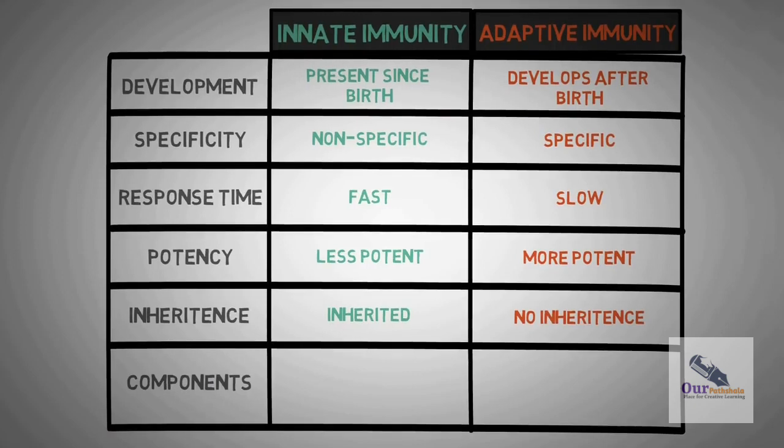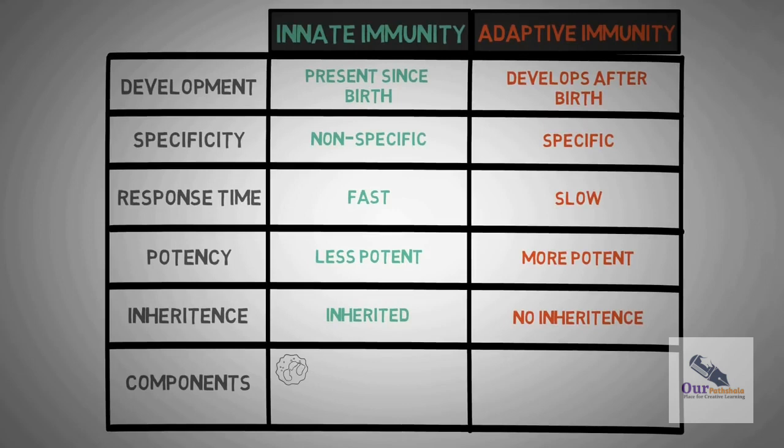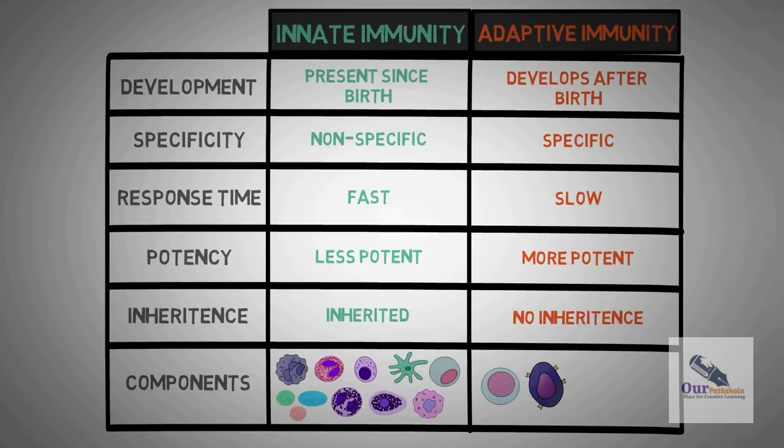If we look at the evolutionary basis, the innate immunity is older and is found in both vertebrates and invertebrates, while the adaptive immune system has been developed recently and is found only in vertebrates. The various components of the innate immune system are physical and chemical barriers, phagocytic leukocytes, dendritic cells, and natural killer cells, while the adaptive immune system is composed of T cells, B cells, and the antibodies they produce. So this was a basic overview about the human immune system.